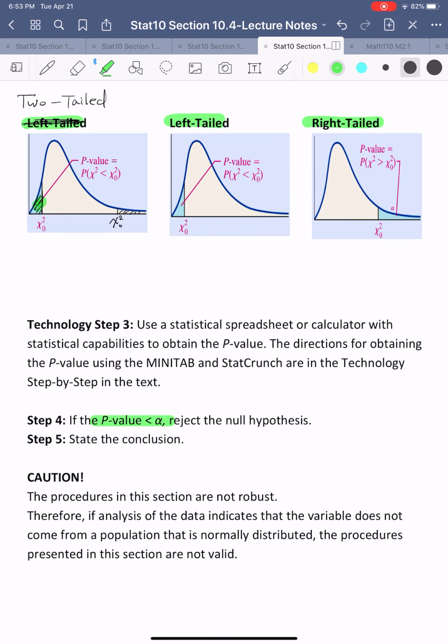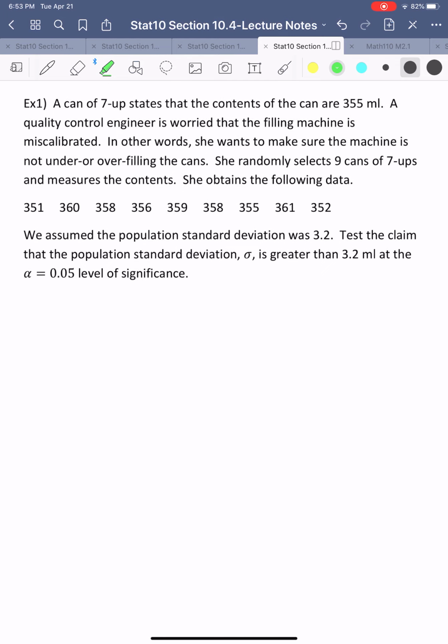Caution: the procedures in these sections are not robust, and therefore if the analysis of the data indicates that the variable does not come from a population that is normally distributed, the procedures presented in these sections are not valid. Okay, so let's look at the problem.